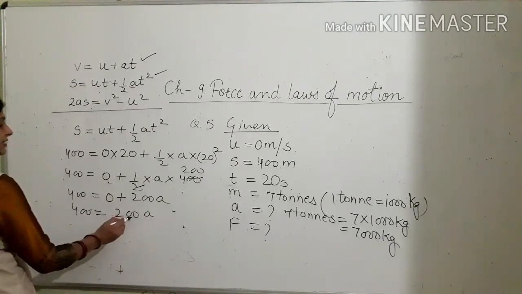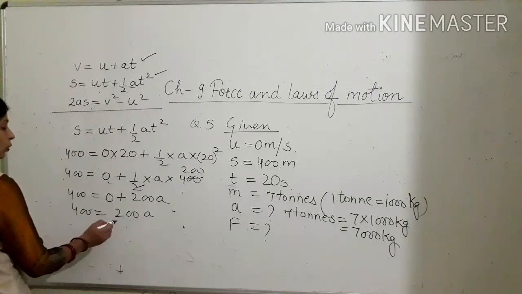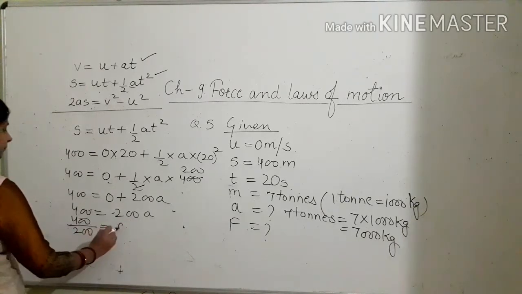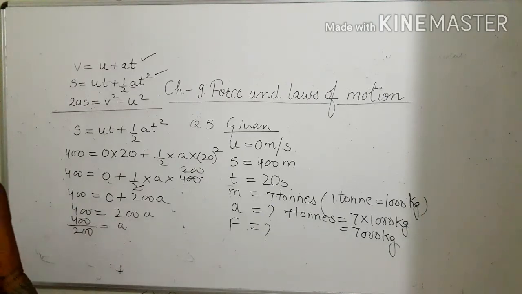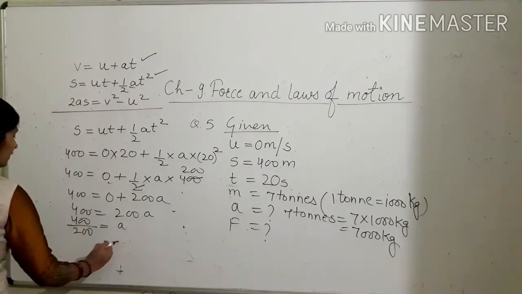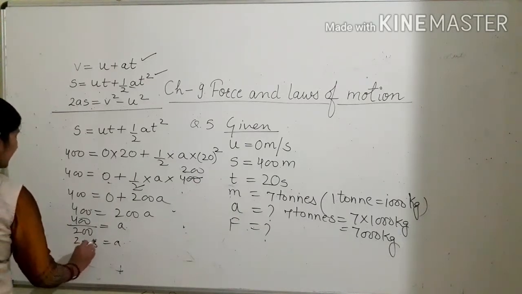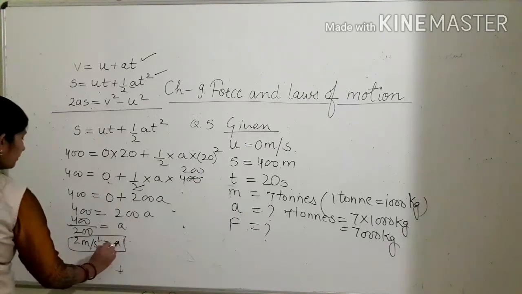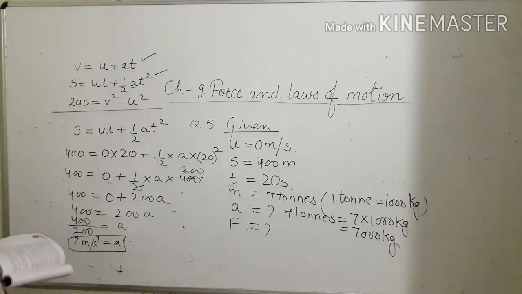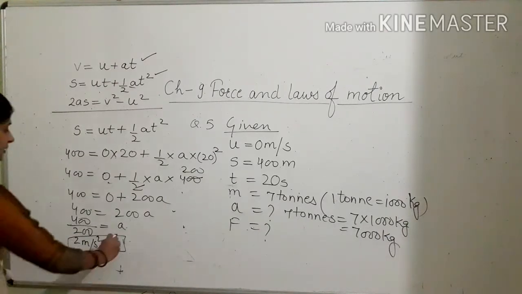Here 200 is getting multiplied by a. Now we will transfer it from the right side to the left side, then it will divide 400. Now we have a is equal to 400 upon 200. Divide 400 by 200. You will get acceleration 2 meter per second square. So what is the acceleration produced in the truck? 2 meter per second square.